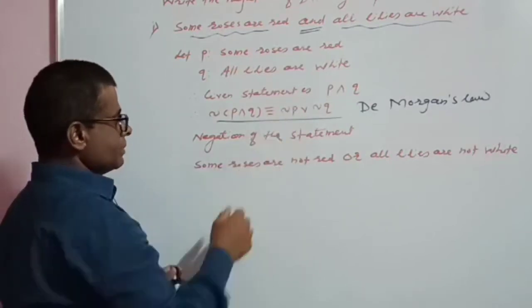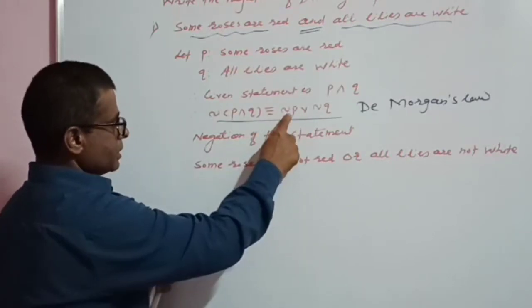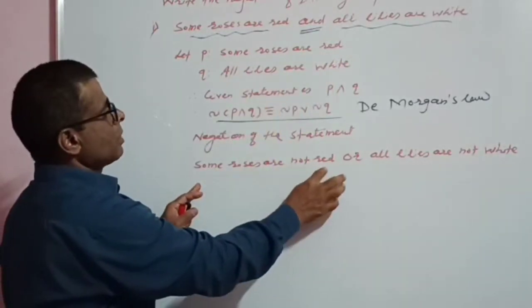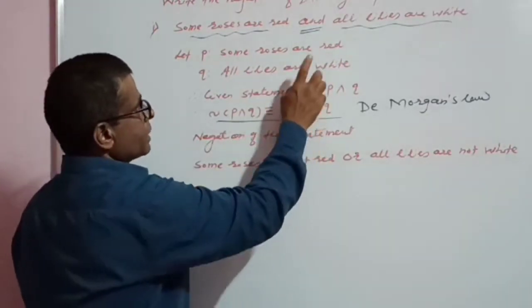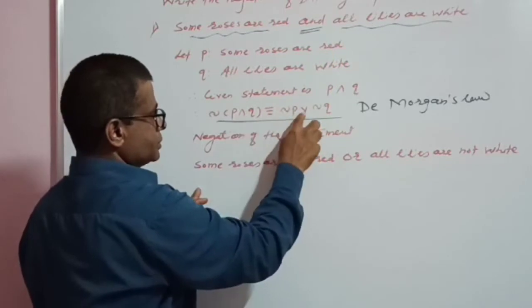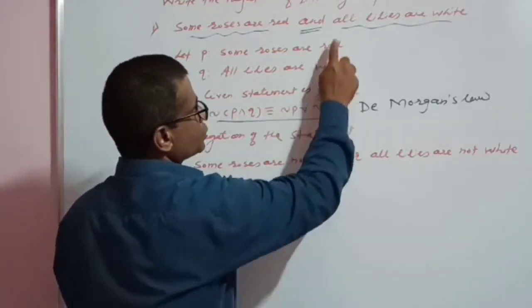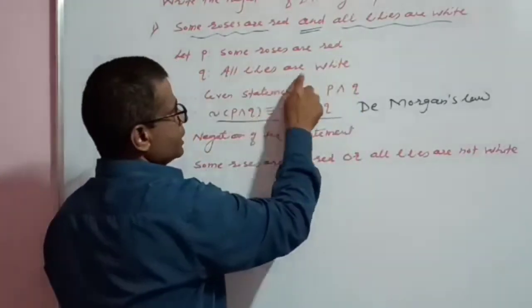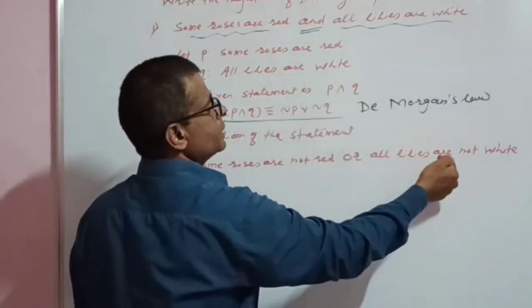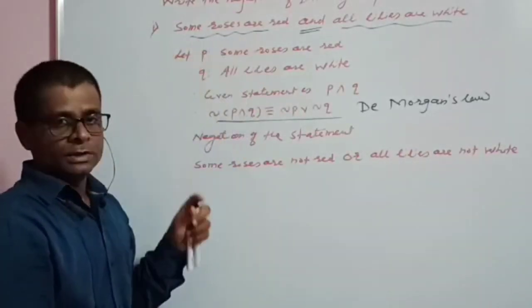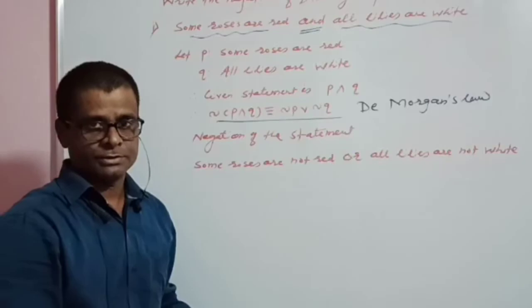So the negation of the given statement: first, negation of P. P is what? Some roses are red, its negation: some roses are not red. Then the conjunction changes to what? Disjunction, or. Then negation of Q. Q is what? All lilies are white. Its negation: all lilies are not white. So this is the negation of the given compound statement.